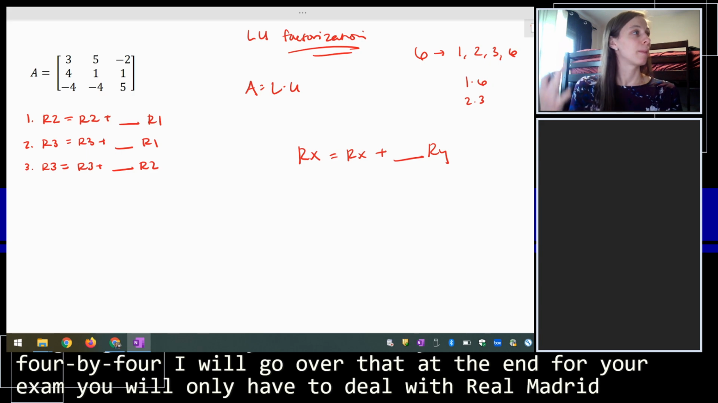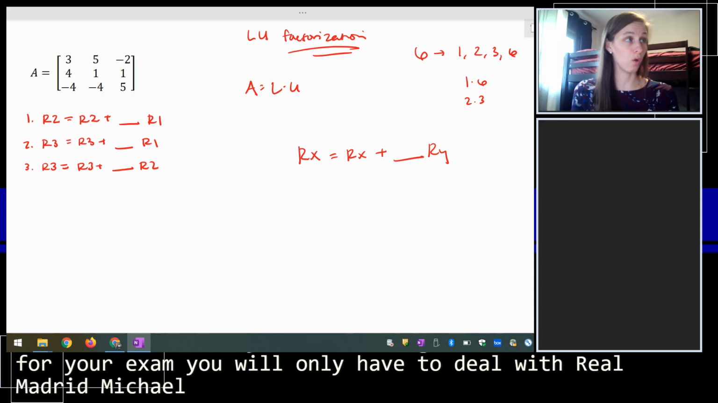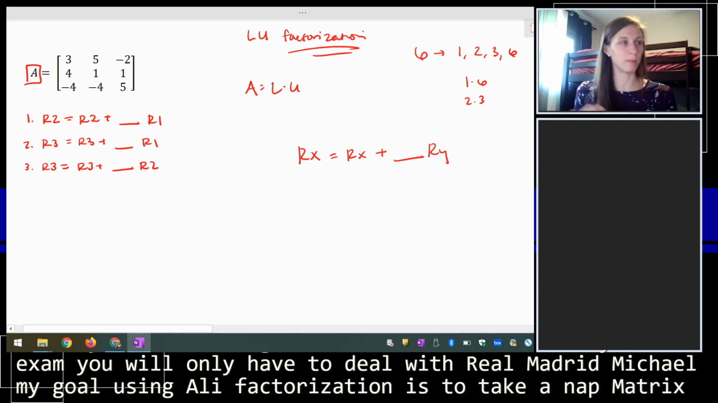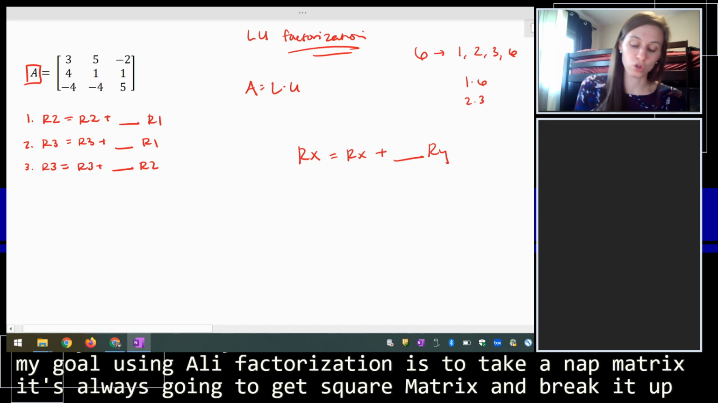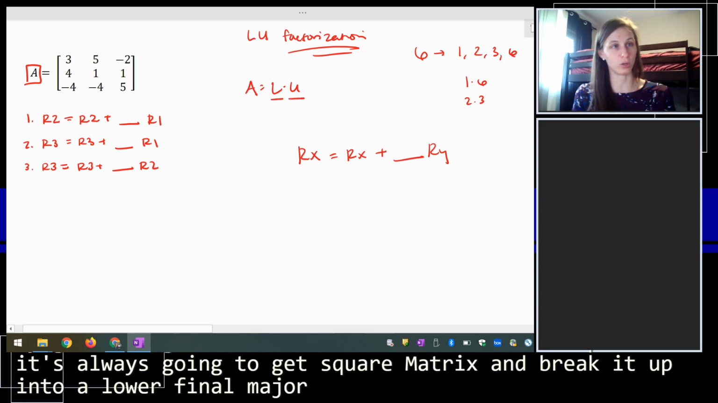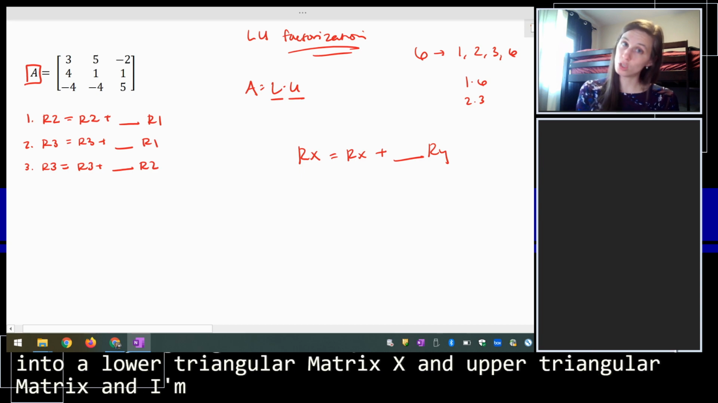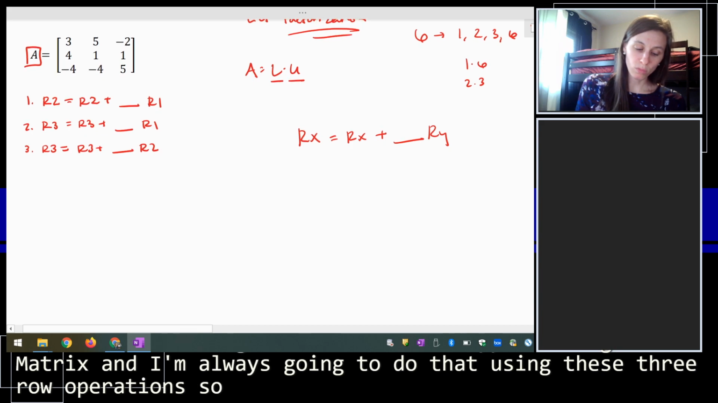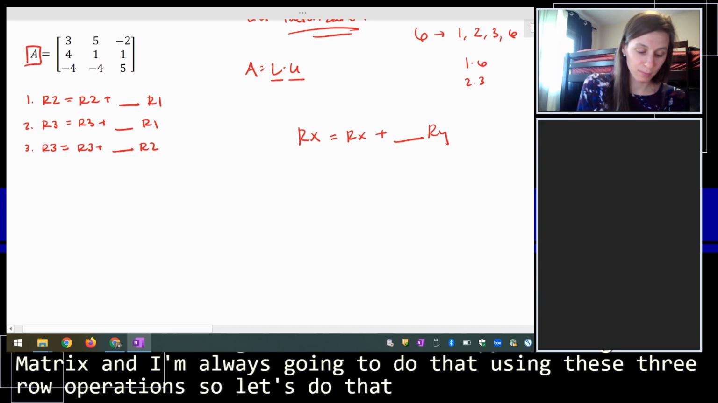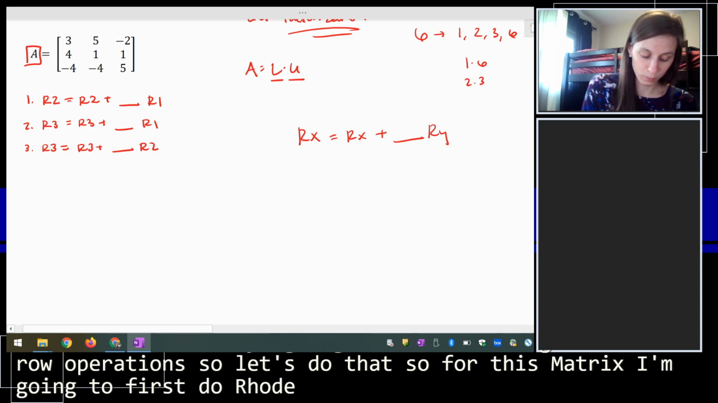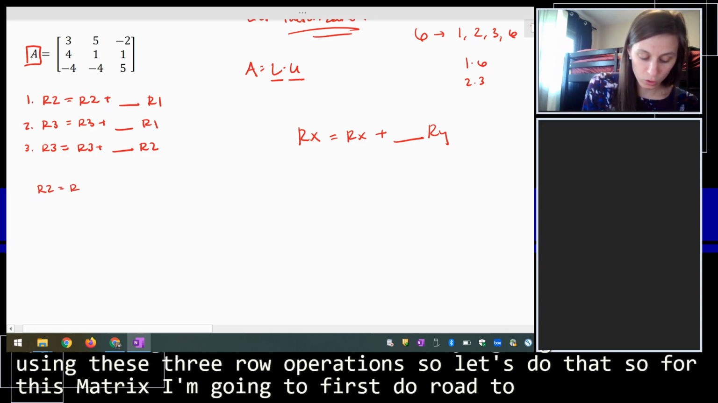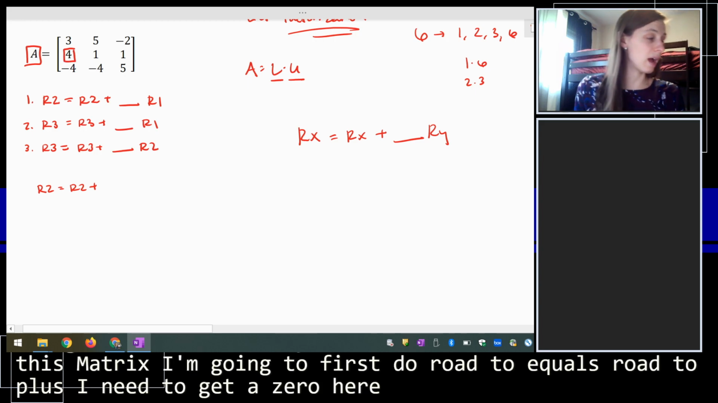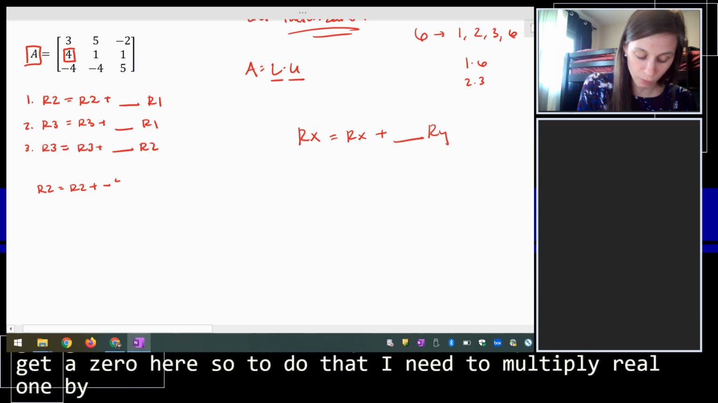So my goal using LU factorization is to take an A matrix, it's always going to be a square matrix, and break it up into a lower triangle matrix times an upper triangle matrix. And I'm always going to do that using these 3 row operations. So let's do that. For this matrix, I'm going to first do row 2 equals row 2 plus, I need to get a 0 here. So to do that, I need to multiply row 1 by negative 4/3.